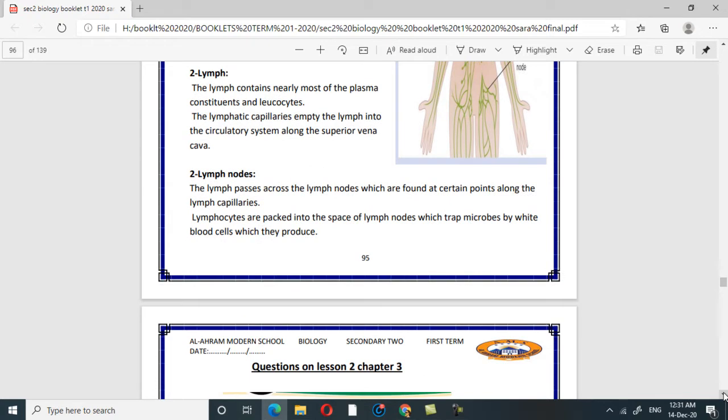Till here we have finished the transport system inside the human, the circulatory system, and the lymphatic system.